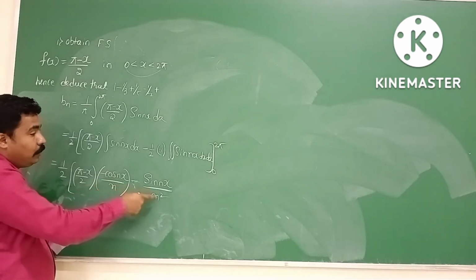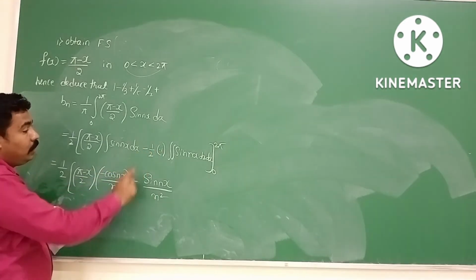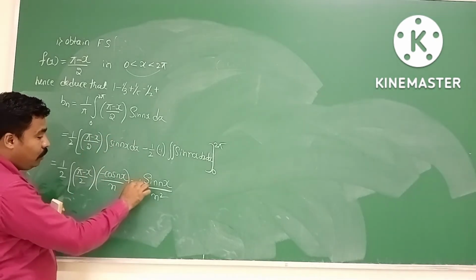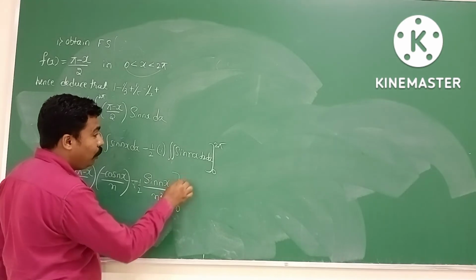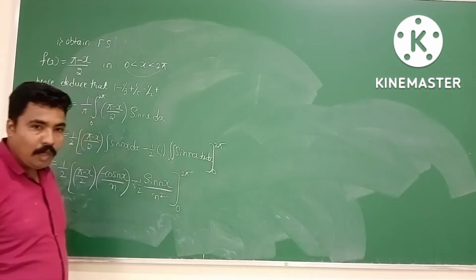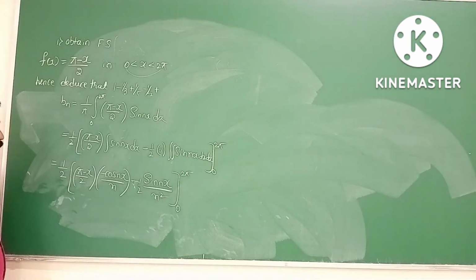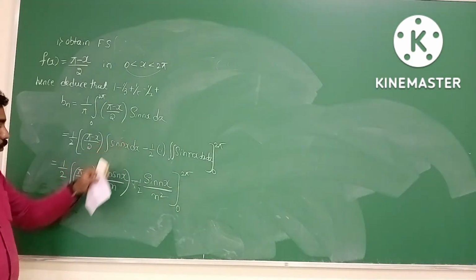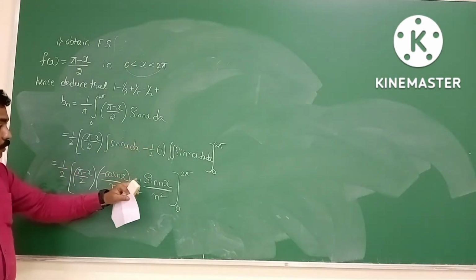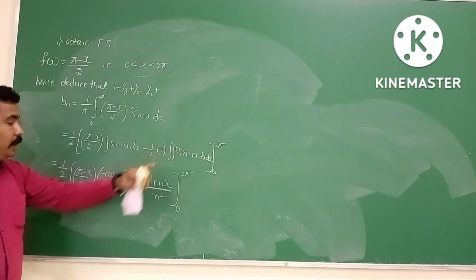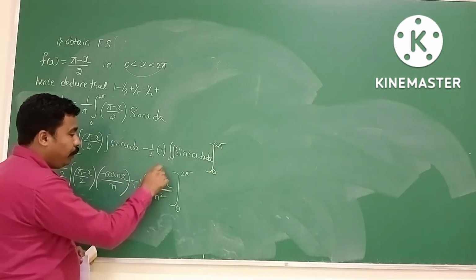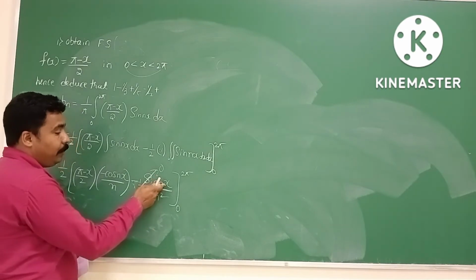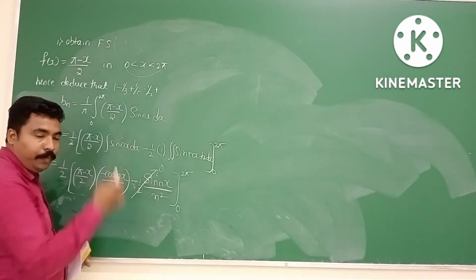1/n is already there, so n square. This minus and this minus become plus, but 1 by 2, I will keep it as it is, between the limit 0 to 2 pi. Minus into minus plus, 1 by 2, its integration is minus sin nx by n square. Again, this term is going to be 0 because sin n pi is 0, sin 0 is 0.